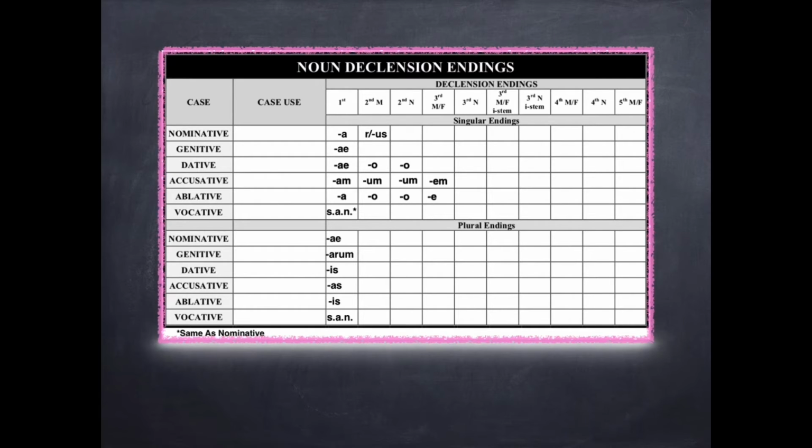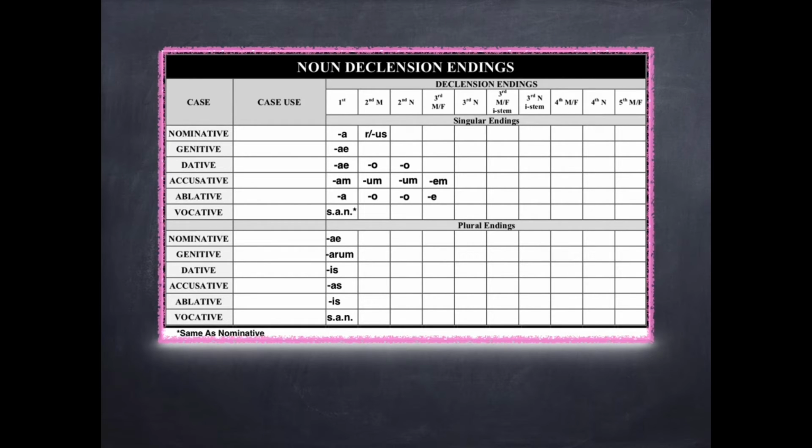Listen to the pronunciation of these endings. I, ah. And now I'll go to the nominative plural. I, arum, is, as, is.